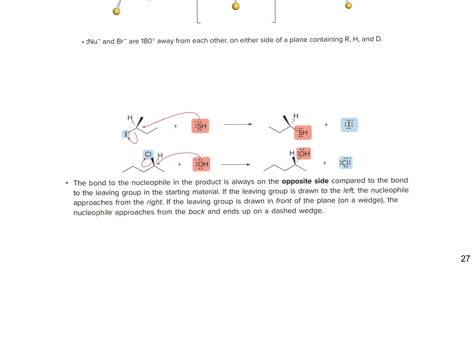So, for example, if we have the iodine here as the leaving group, then we see the thiol ends up on the opposite one. These are both in the plane of the paper, okay? If it's on a wedge, for example, then what we see is that the nucleophile will end up on the opposite wedge. So if the halogen was on the solid wedge and the nucleophile comes in opposite of it, the nucleophile ends up on the dashed wedge.